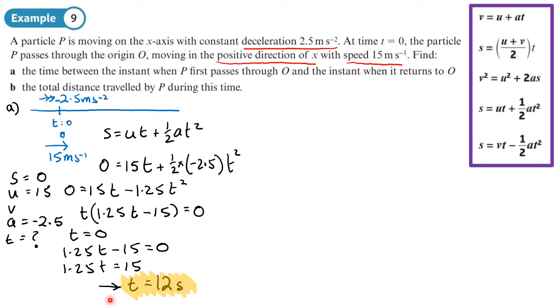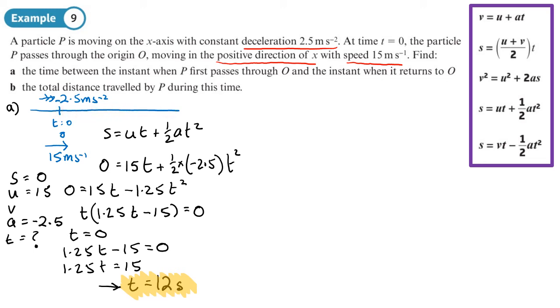Now in part B, it says we want to find the total distance travelled by P during this time. With this, we can't work it out by just looking at when the displacement is 0, because displacement is not the same as distance. What we need to do is find out when this particle changes direction and then starts to return back.